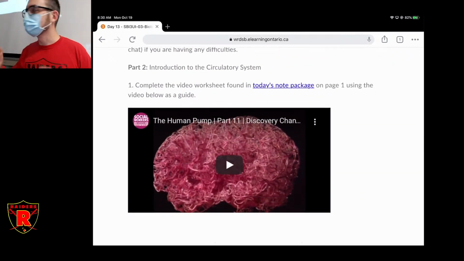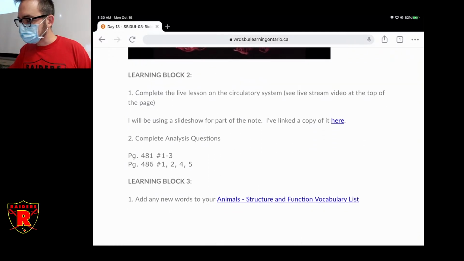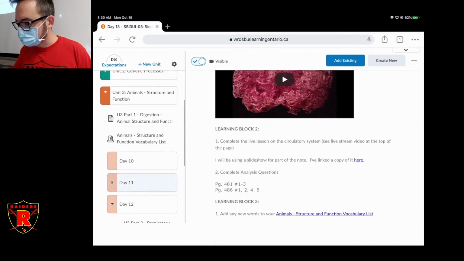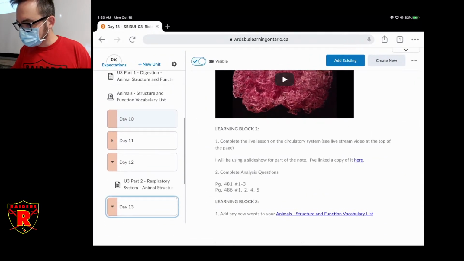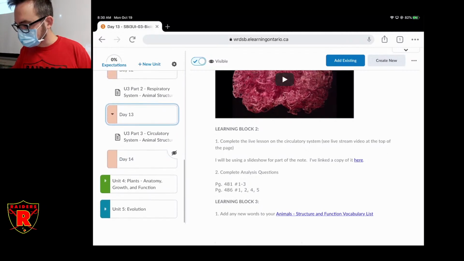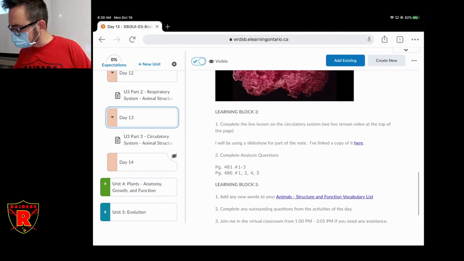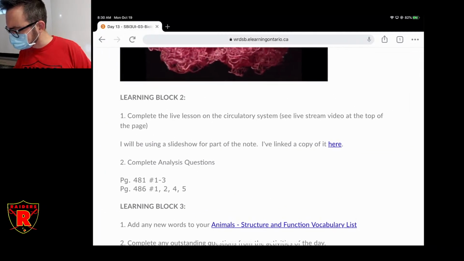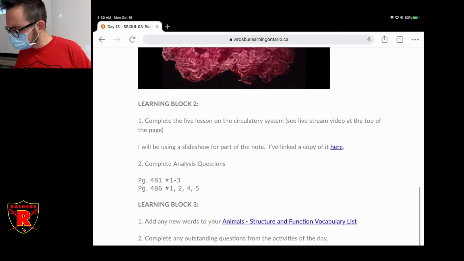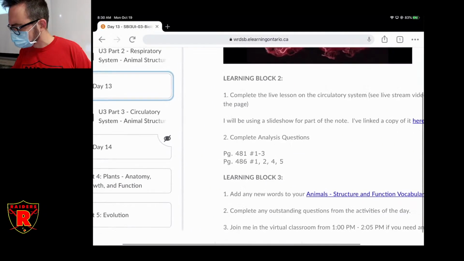Okay, so that's block 1. You guys can work on that at your leisure. For learning block 2, there is a notes package for today for the beginning of the circulatory system. It's posted underneath today's content right here. It's unit 3, part 3, circulatory system. It's also linked here. Or did I link it there? Maybe I didn't. Anyway, it's there. It's under day 13.